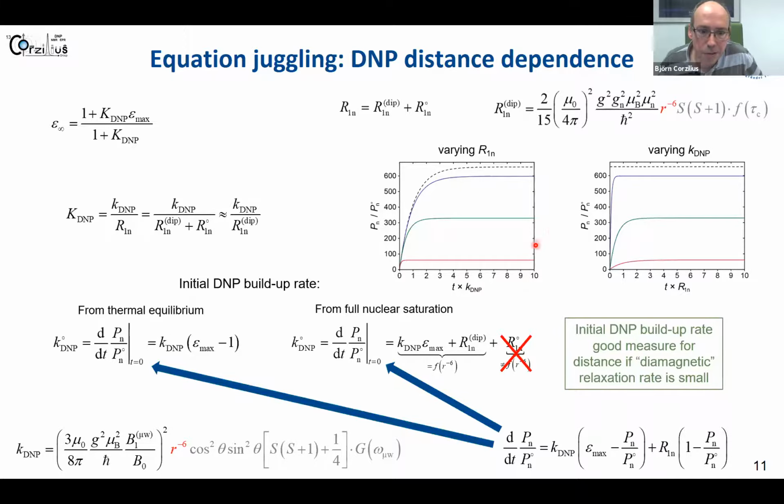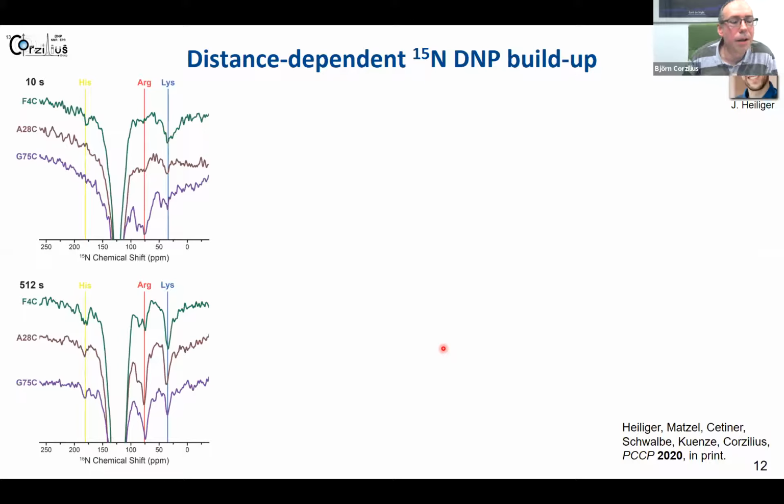So the take-home message is we can utilize the initial DNP build-up rate practically as a measure for the electronuclear distance. And this is practically the first result we got when we measured our DNP enhanced 15N spectra, so direct solid effect to 15N, and only gave the system 10 seconds of time, which is a very tiny fraction of the full buildup time constant. Then we see significant differences between different labeling positions.